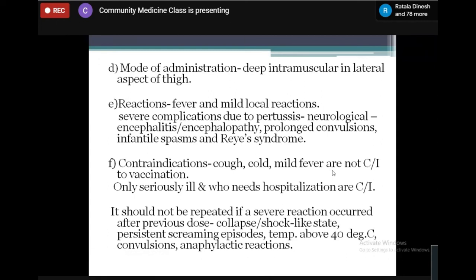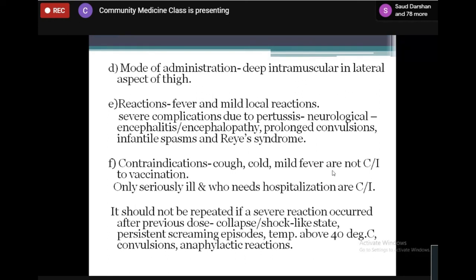So deep intramuscular injection on the lateral aspect of the thigh is given. Reactions: every vaccine, once given, will develop mild, minor side effects like fever and mild local reactions. Local reactions include redness, swelling, a slight amount of fever, and mild swelling, redness, tenderness at the injection site. These are the minor side effects.